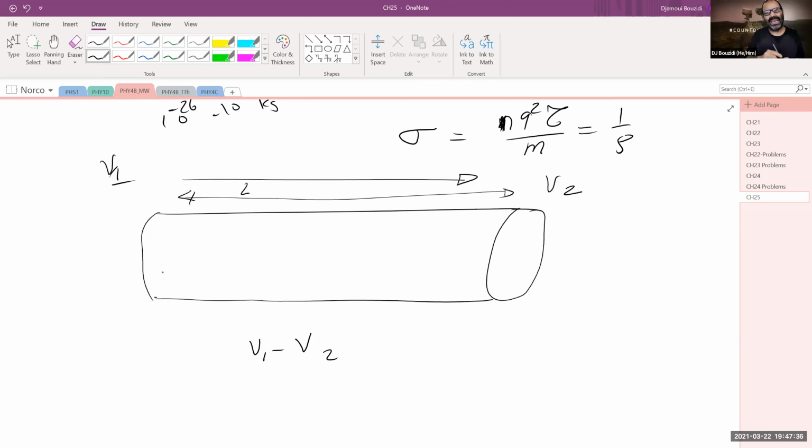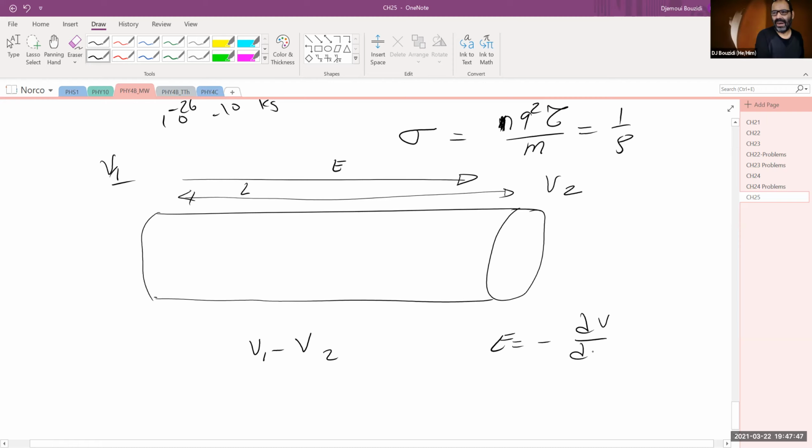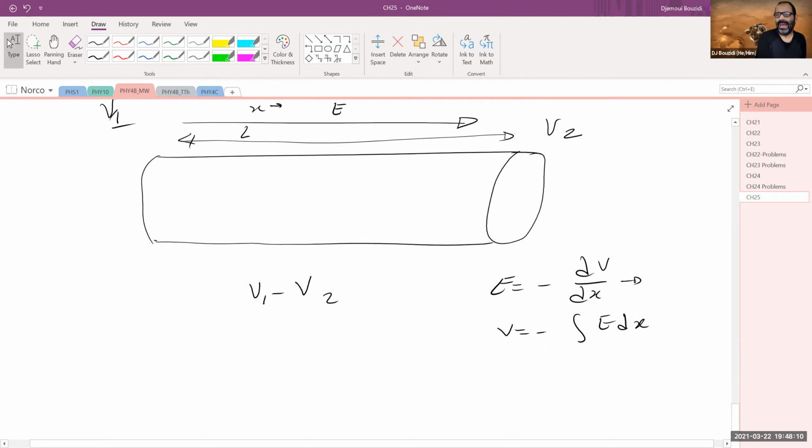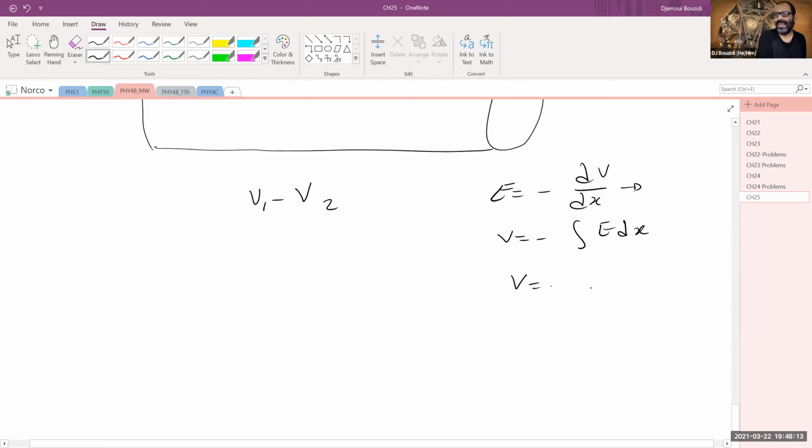So I'm taking an L length in here, and I know that if E is constant, and that is exactly what I'm going to assume in here, E derives from a potential, so it's minus dV over dx. I'm going to take the x direction in here. So in this case, V will simply be the integral of E dx. I can take it from whichever direction, from the beginning to the end. So the bottom line is that this V is going to be minus E times (X2 minus X1), okay?